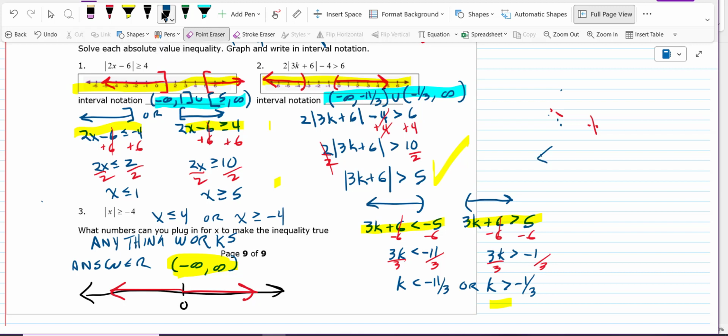What happens is if you are less than 4, then you're going to be like that. If you're greater than or equal to -4, you're going to be like that. So you are really coloring the entire number line. When you take the absolute value of any number, the result is always going to be larger than a negative number. So that's why it's all real number solutions.